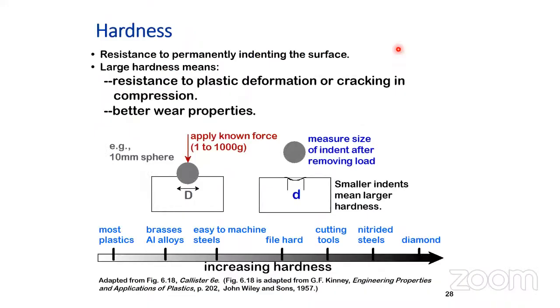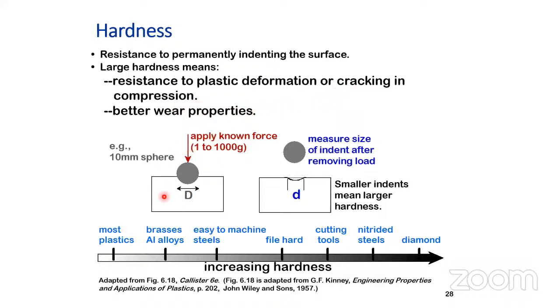So next is the hardness of your polymeric material. How can we determine the hardness of polymeric or plastic material? There is one test which is called a drop test. It is nothing but the resistance to permanent indentation of the surface. So large hardness means resistance to plastic deformation or cracking in compression.